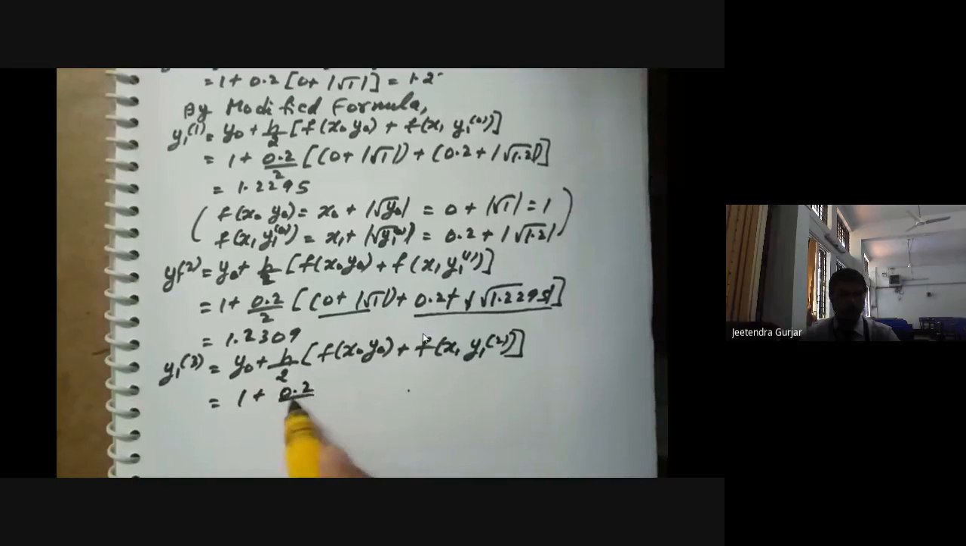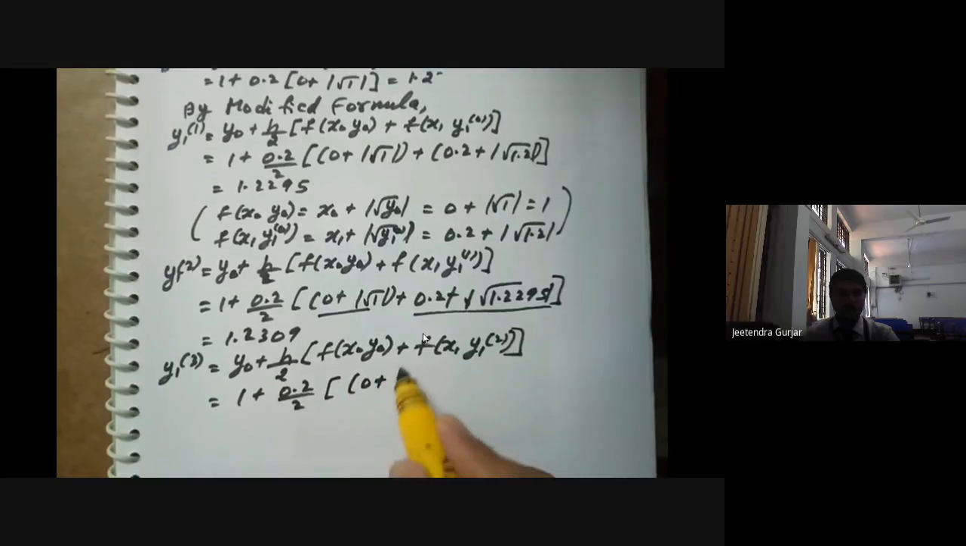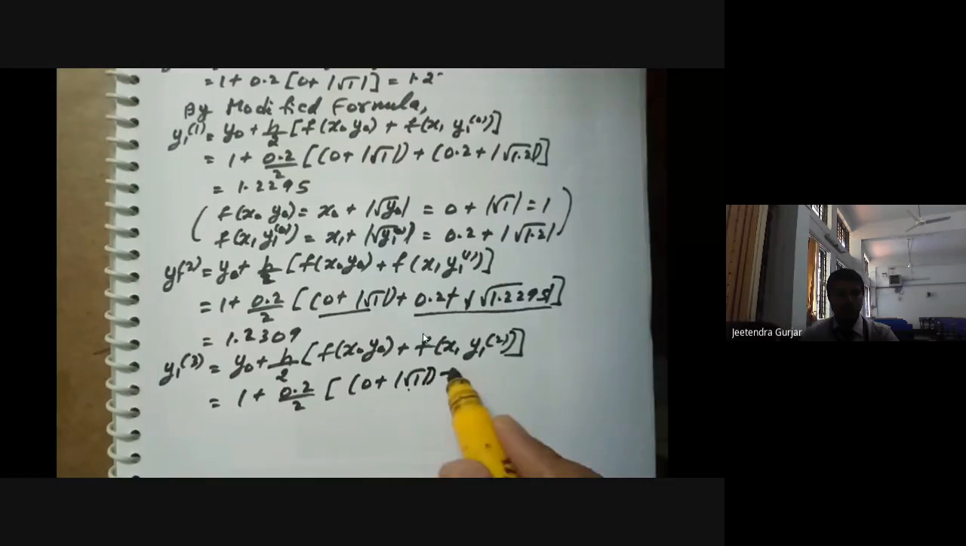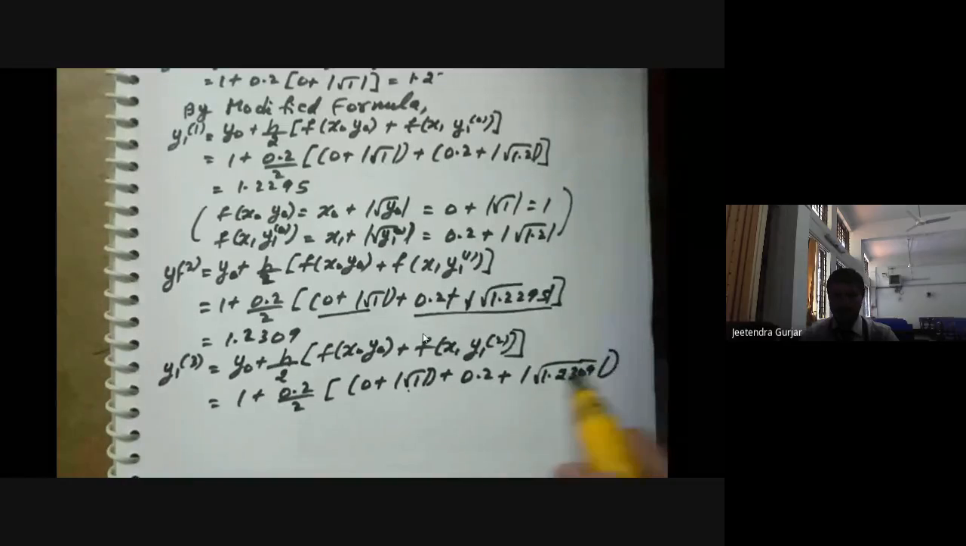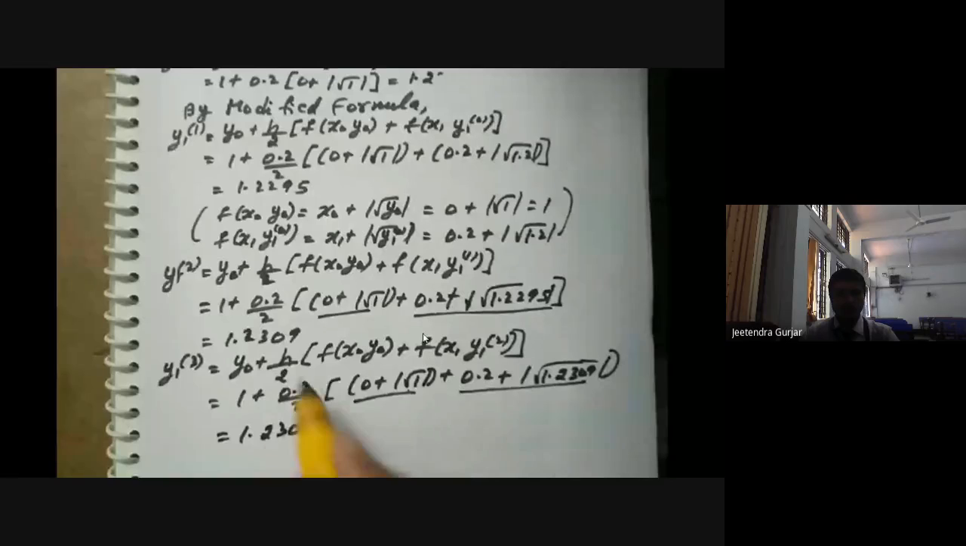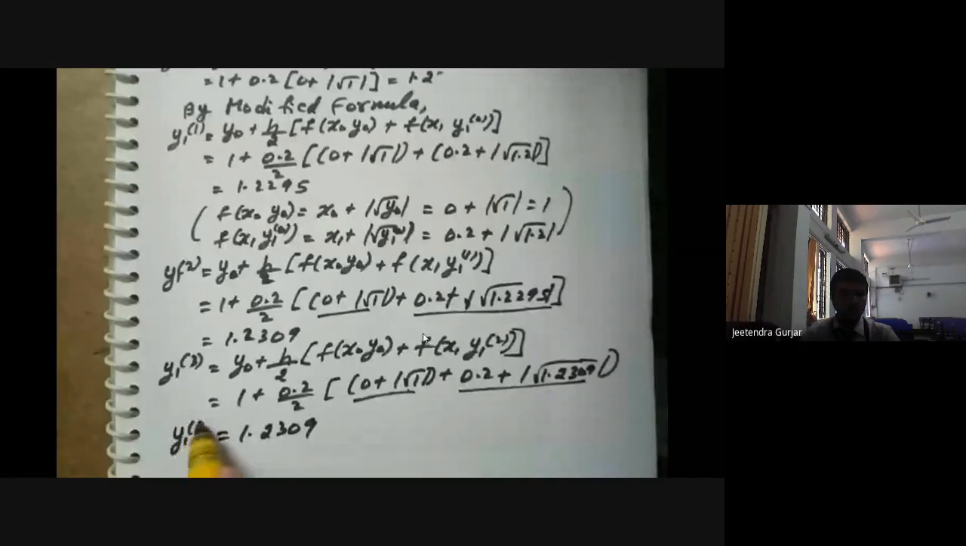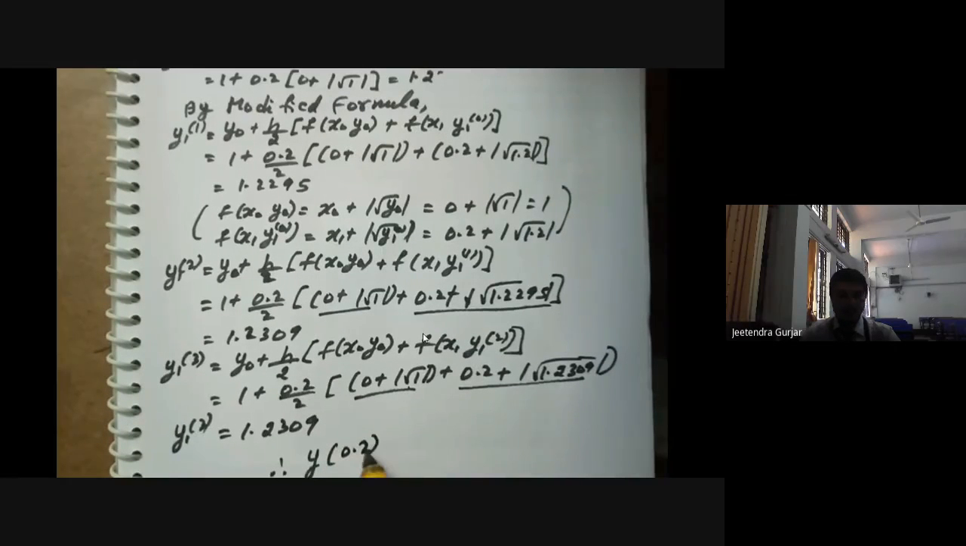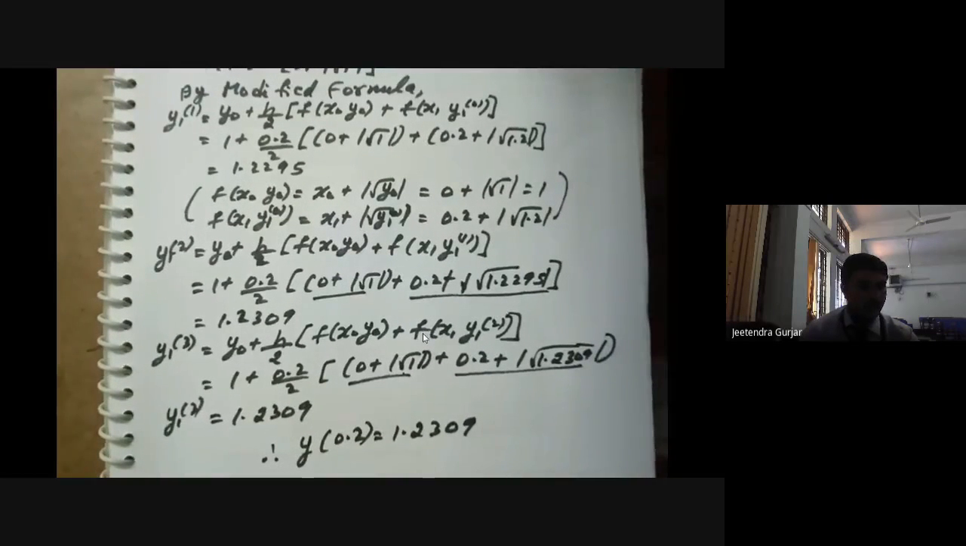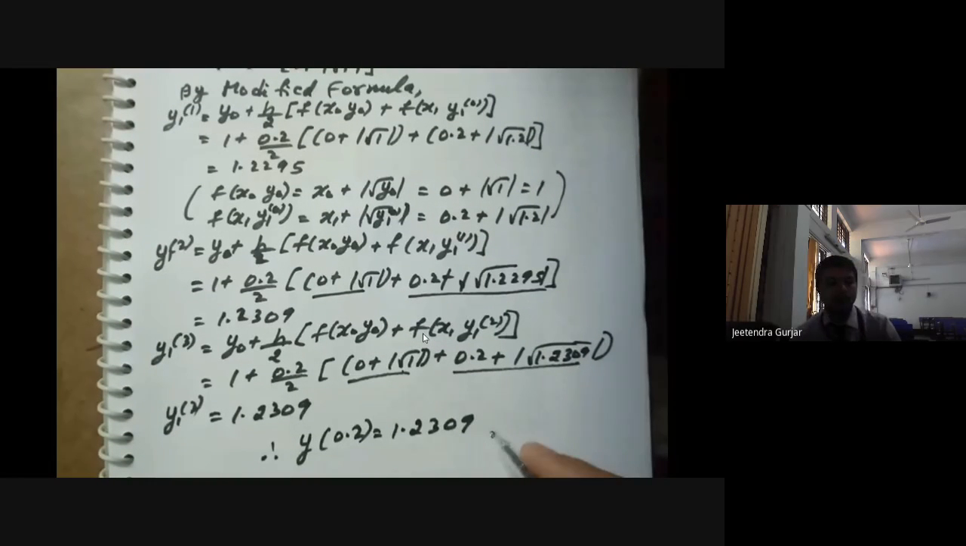y0 is 1. So 1 plus 0.2 divided by 2 in the bracket 0 plus modulus of square root 1, close the bracket, plus 0.2 plus modulus of square root 1.2295, students. So after substituting we get this equation, which is equal to 1.2309, students. So you can see the values are repeating. Yes, when the approximations are repeating, then we conclude that we get the modified approximate value, that is y of 0.2 is equal to 1.2309, students.